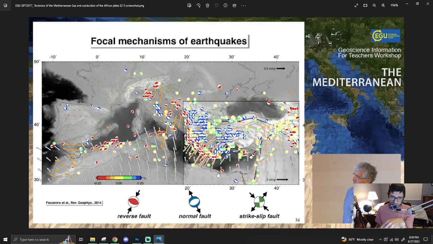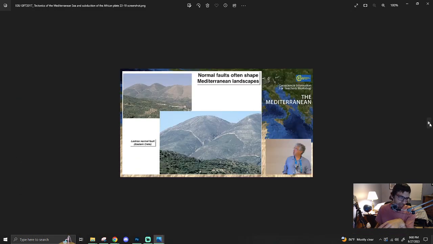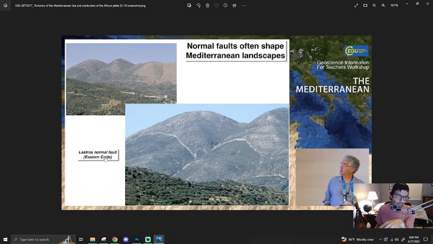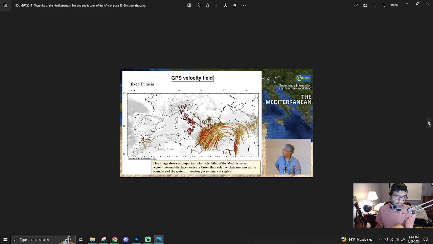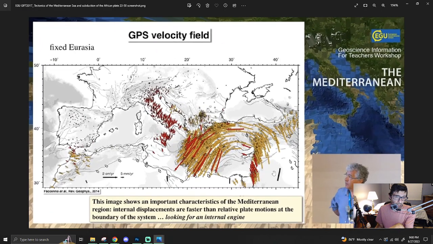Again, we see that wrapping around, running into Africa here, so it's almost like that eddy played a major role in this. Some normal faults in eastern Crete. I don't know what the island looks like, particularly.